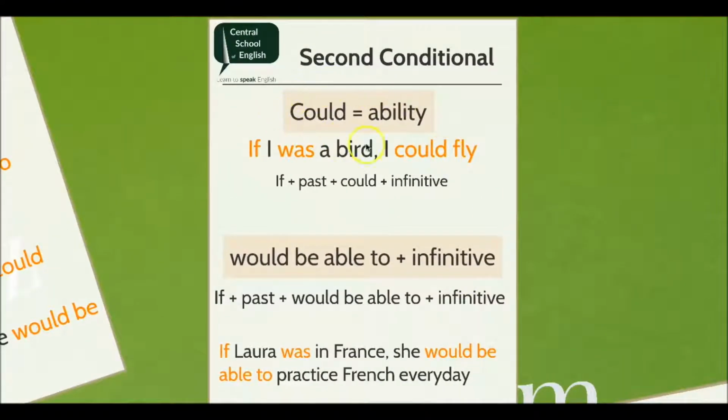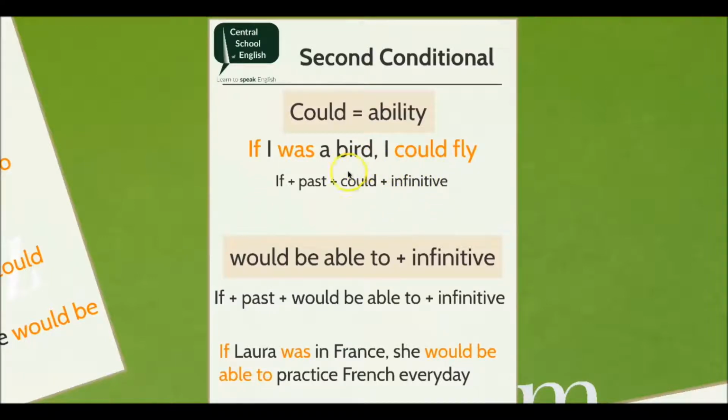In second conditional sentences, we use the modal verb could to communicate ability. When we use the modal verb could, we must follow the modal verb with the infinitive of a main verb. For example, if I was a bird, I could fly. In this sentence, you can see that we use the second conditional structure if plus past tense plus could plus infinitive to communicate an imaginary or impossible situation.